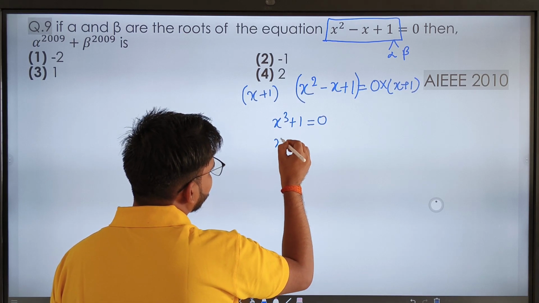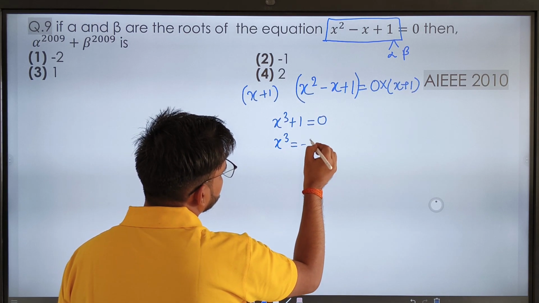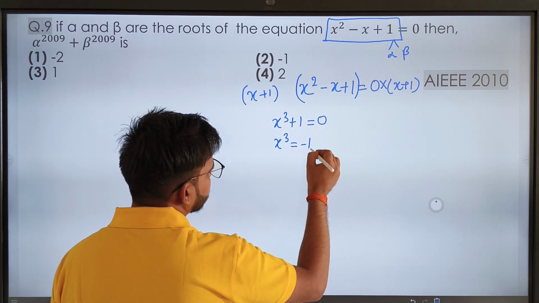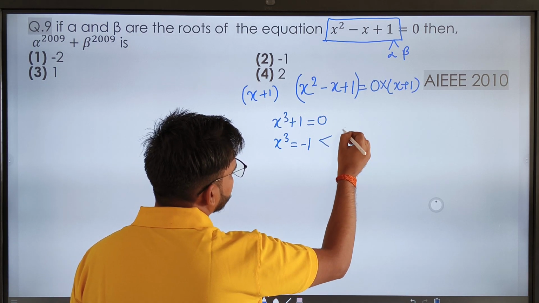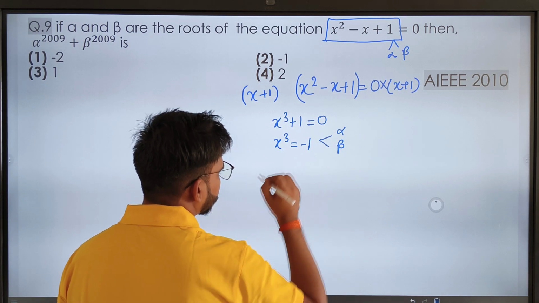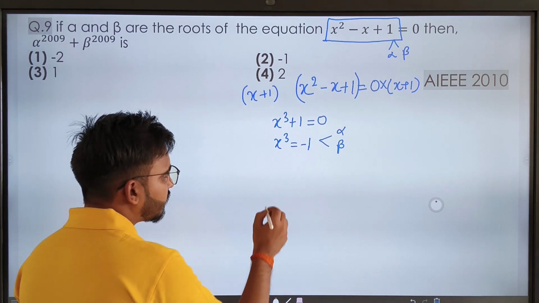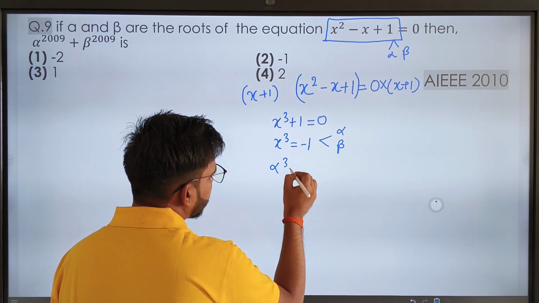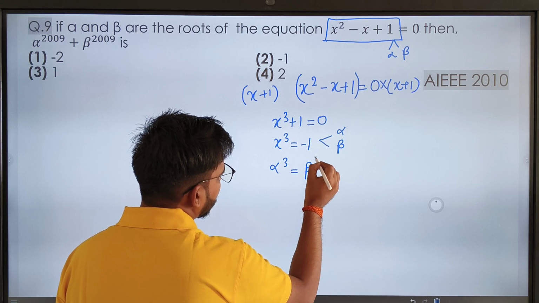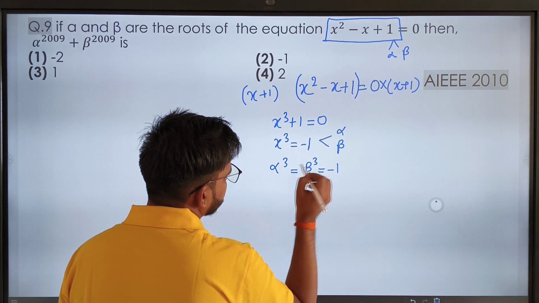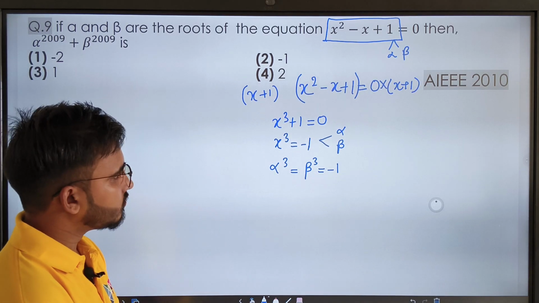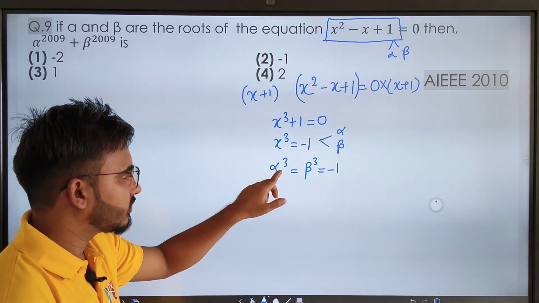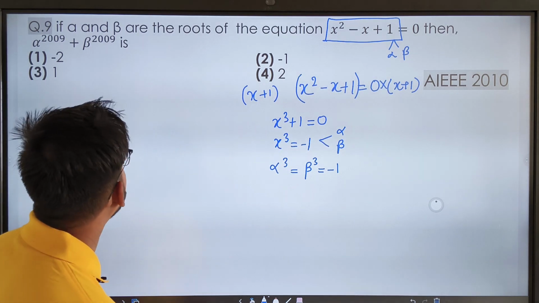So from here I can say x cube equals minus 1, and this is the same, so its roots are also going to be alpha and beta. If the roots are alpha and beta, then I can say alpha cube equals beta cube, and both are going to be equal to minus 1. Will deal with it separately.